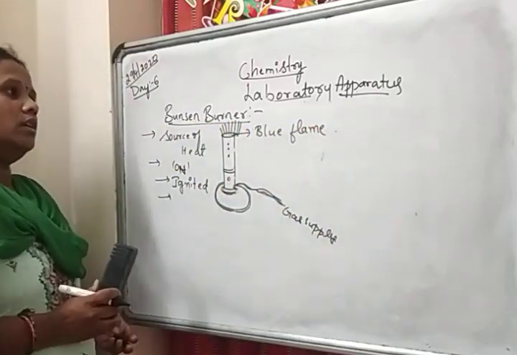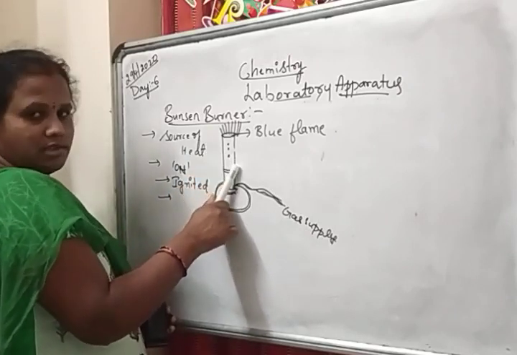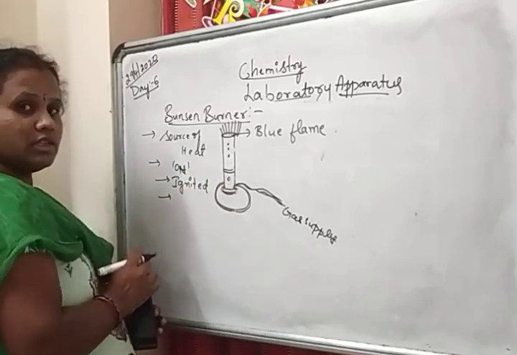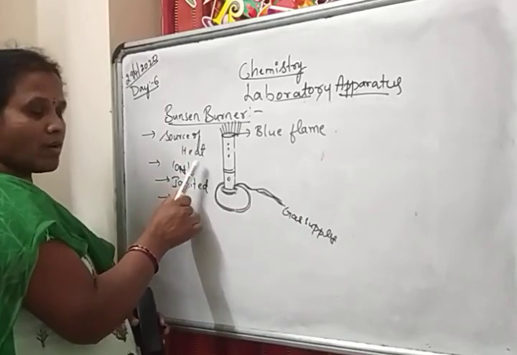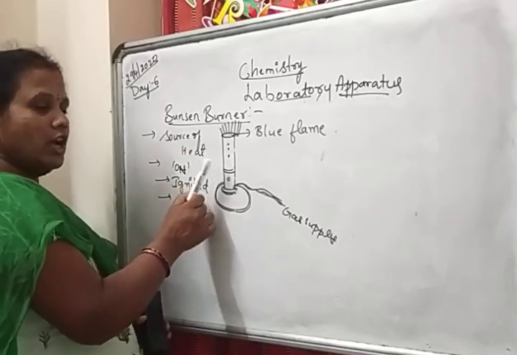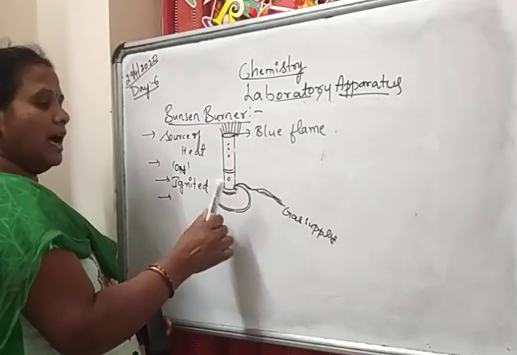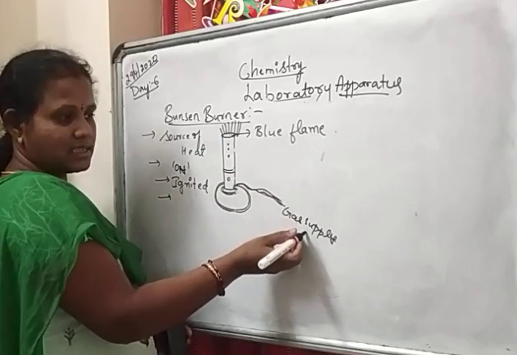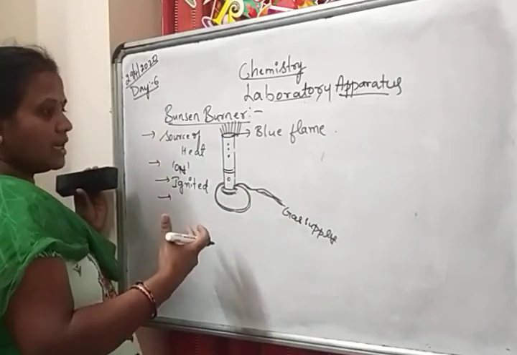So what is the Bunsen burner? The Bunsen burner looks like this. Here, children, and what is the use of the Bunsen burner? Source of heat. It is providing the source of heat to carry out our chemistry experiments. And this is supplied by the gas cylinder. And here, how is it going to be ignited?